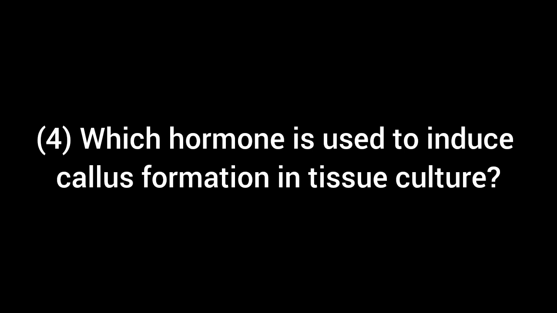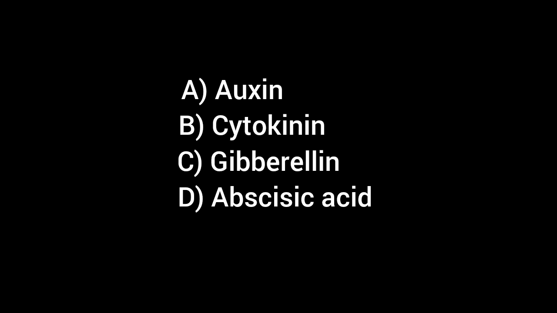So let's see our fourth question. Which hormone is used to induce callus formation in tissue culture? Options are A, auxin, B, cytokinin, C, gibberellin, D, abscisic acid. So the correct answer for this question is option A, which is auxin.